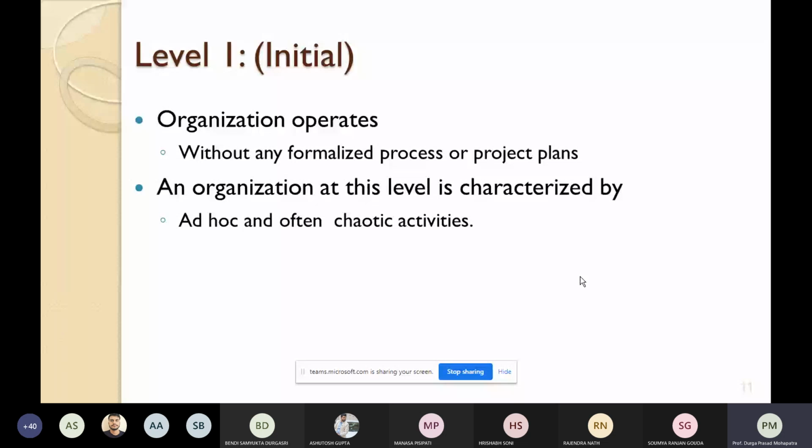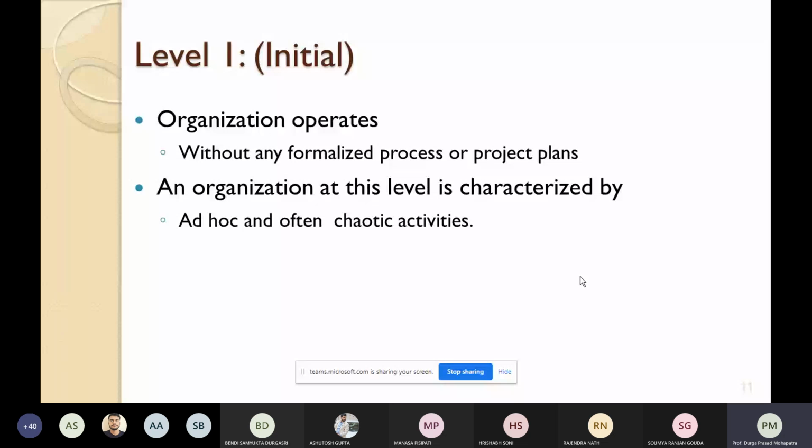So the development efforts become chaotic, and the success of projects depends on individual efforts and heroics. Whether a project will succeed or not depends upon the individual engineers and their individual efforts, because nothing is formalized and nothing is documented. Everyone follows their own processes. That's why the success of projects depends on individual efforts and heroics.